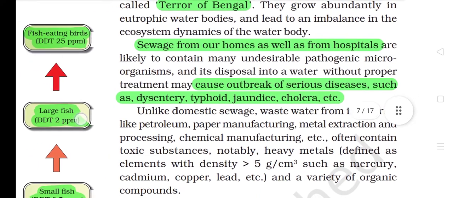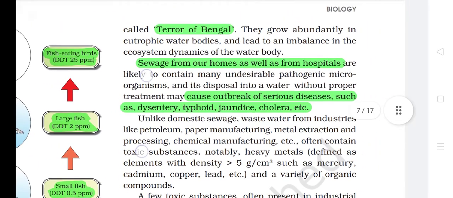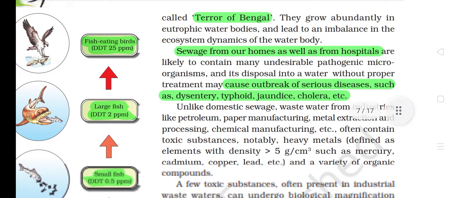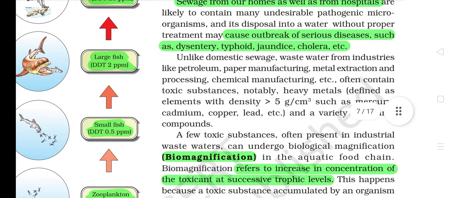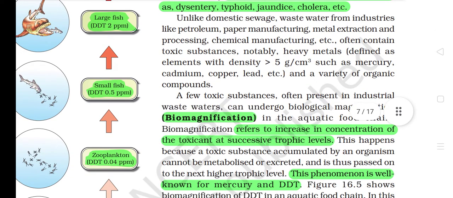Sewage from our homes as well as from hospitals is likely to contain many undesirable pathogenic microorganisms, and its disposal into water without proper treatment may cause outbreak of serious diseases such as dysentery, typhoid, jaundice, cholera, etc. Unlike domestic sewage, wastewater from industries like petroleum, paper manufacturing, metal extraction and processing, chemical manufacturing, etc., often contain toxic substances, notably heavy metals, defined as elements with density greater than 5 grams per centimeter cube, such as mercury, cadmium, copper, lead, etc., and a variety of organic compounds.